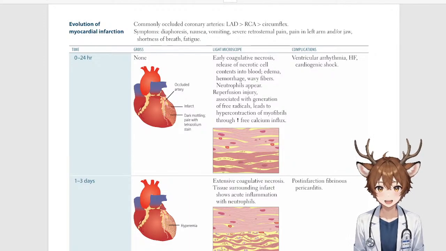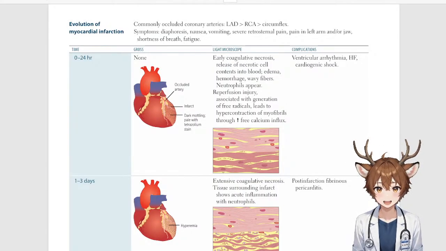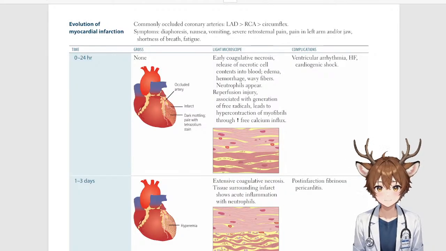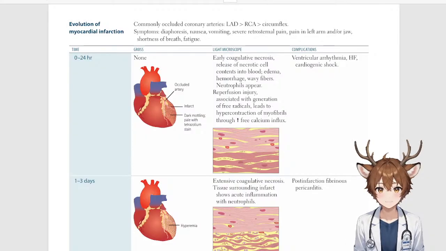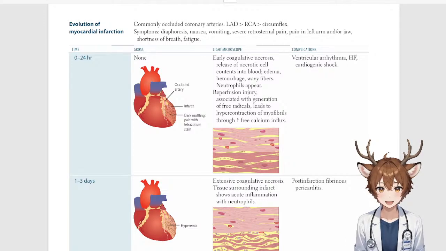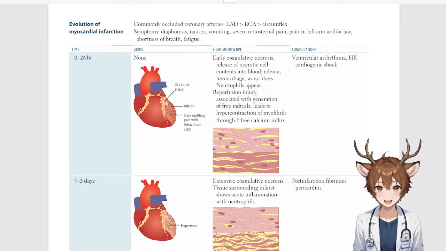Leading to cell contents released into blood, edema, hemorrhage, reperfusion injury, which leads to free radicals and increasing calcium influx. That leads to hypercontraction of the myofibrils, dark eosinophilic stripes. So basically what they're saying is that you're going to have a loss of oxygen, and then you'll have reperfusion, which causes a generation of free radicals. This actually causes a hypercontraction because I think the calcium is responsible for the hypercontraction. And that'll cause you to have these dark fibers, these dark eosinophilic stripes on the heart.